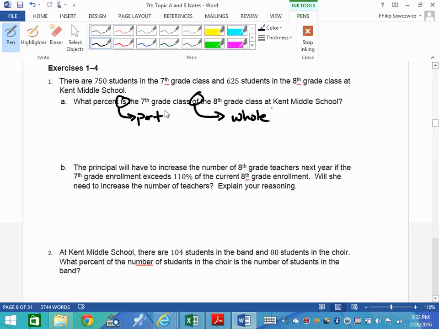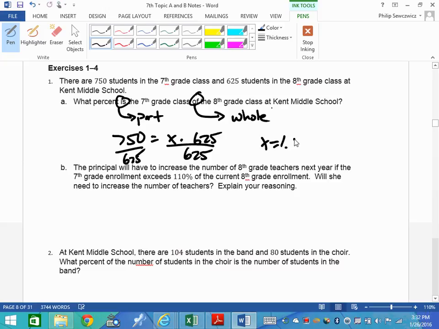So the 7th grade class is the part. So that's my 750, because that's with your 7th graders. Percent, don't know, times the whole of the 8th grade. So that's the whole there. So when I solve my equation, I divide both sides by 625. Notice what happens here. Notice your number that you've got. Bigger than 100%. That's okay, because that's more of growth.